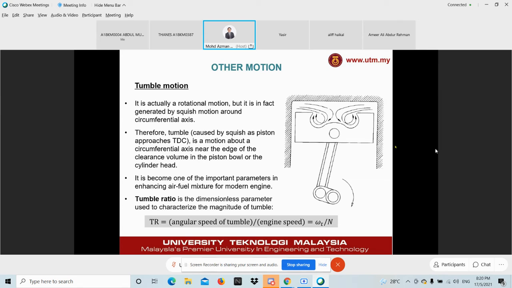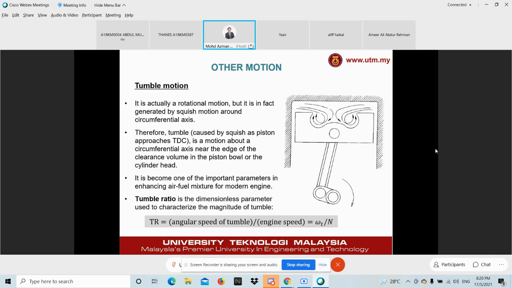So you can actually see that is how it is being described, of how air tumbles, caused by the shape of the piston bowl. It has become one of the important parameters in enhancing air fuel mixture for modern engines, especially in gasoline direct injection engines. Like the swirl ratio, tumble can also be measured and quantified.